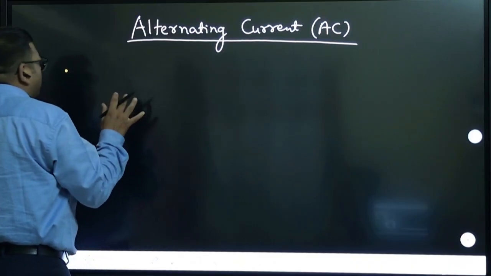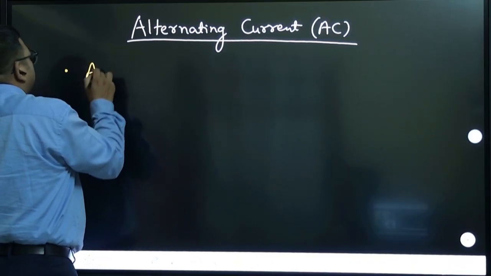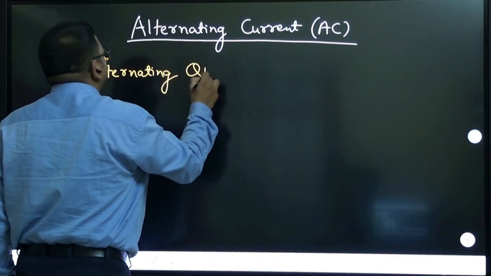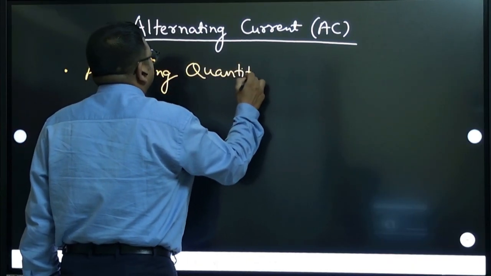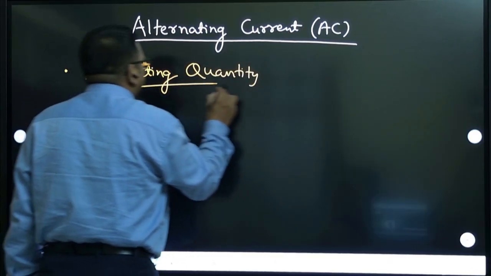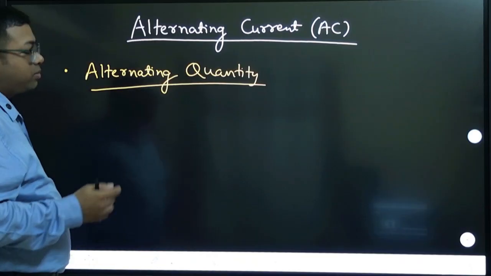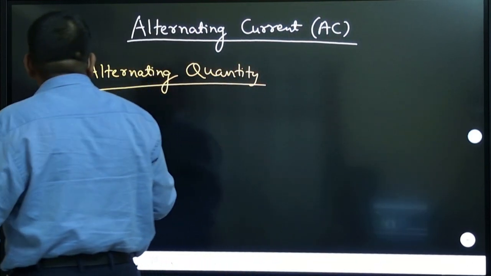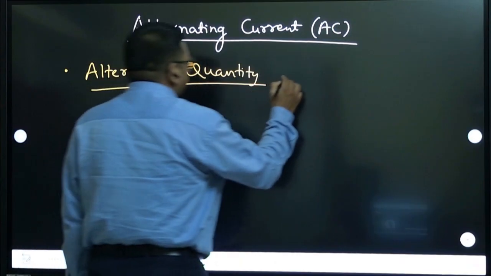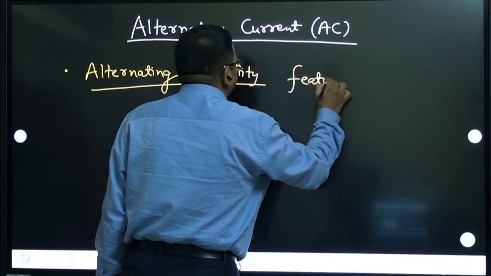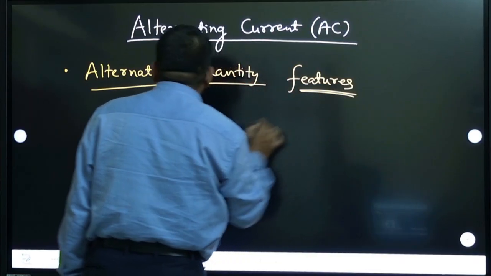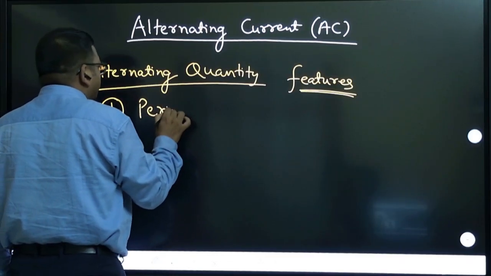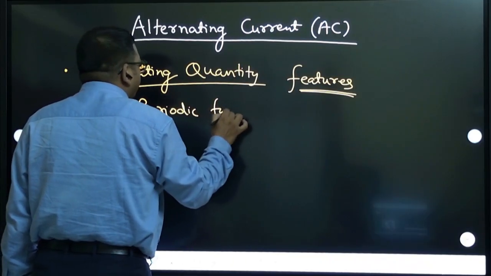So what is the meaning of alternating quantity? An alternating quantity can be any quantity, but what are its important features? First feature is that it will be periodic. Periodic function.